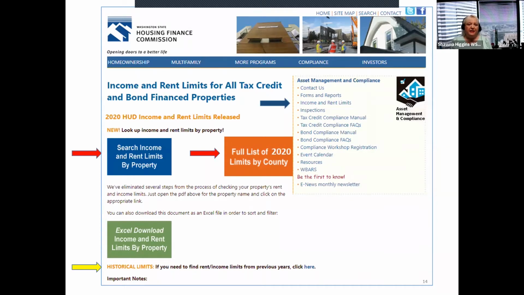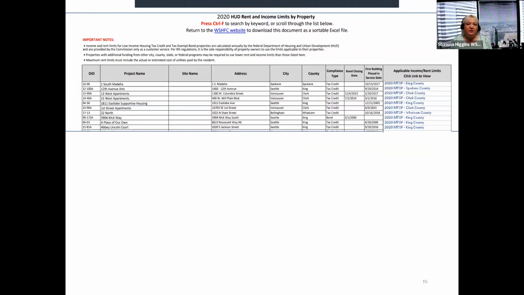So let's take a little journey. We're going to go into search income limits and rent limits by the property. When you click on that, a downloadable PDF file is going to come up and download onto your computer. It's basically a spreadsheet, and it shows the OID number, the project name, the site name if it happens to be different, the address of the property, city and county, and what kind of compliance type it is, if it's tax credit or if it's just a straight bond property. And then bond closing date.